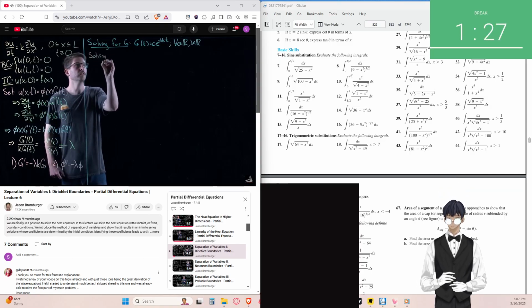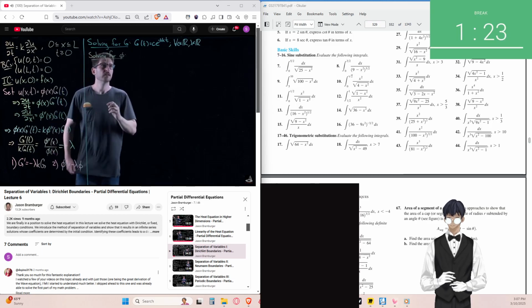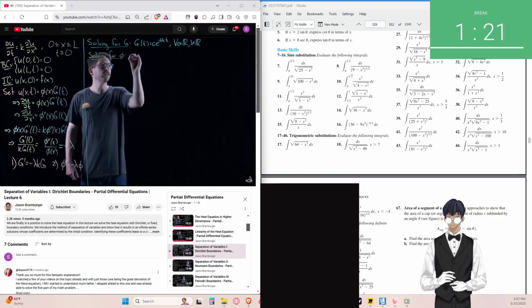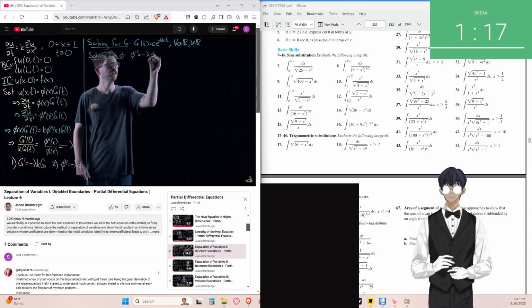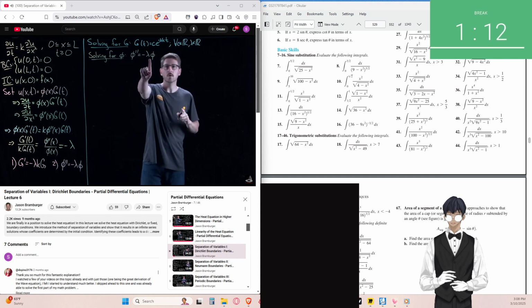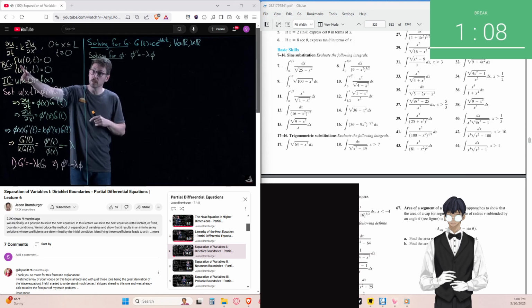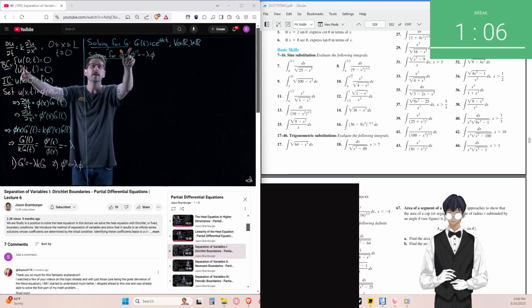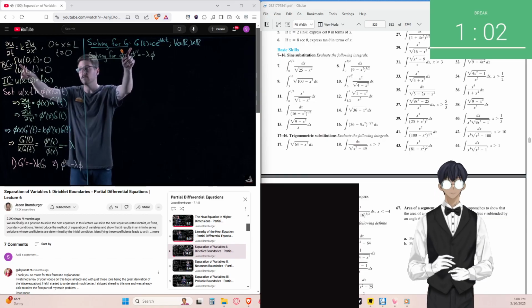So solving for phi. Okay, so first of all, we've got an ordinary differential equation. Phi double prime is equal to minus lambda phi. But there's more. Remember, this is the one that involves space. Space has boundary conditions, right? Time has an initial condition, which we will come back to later. But space has a boundary condition.